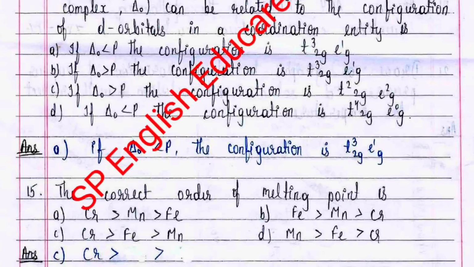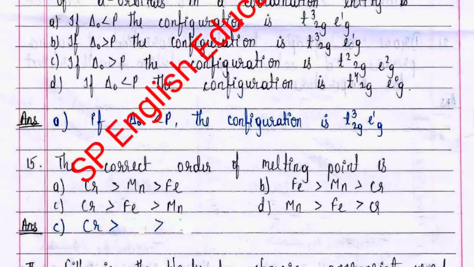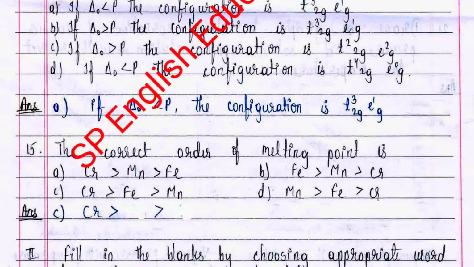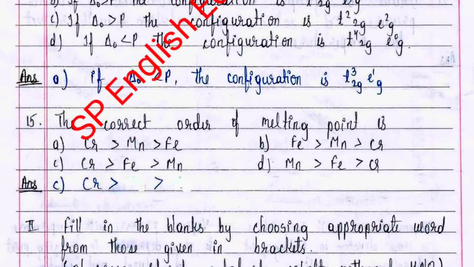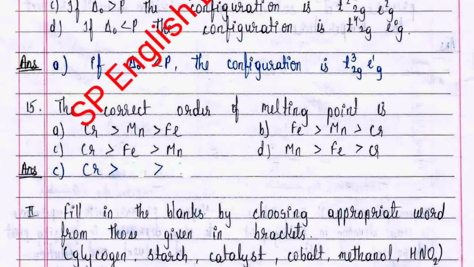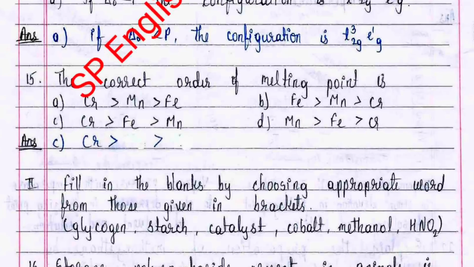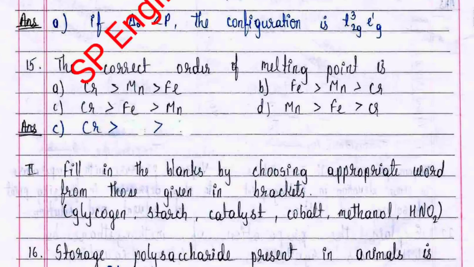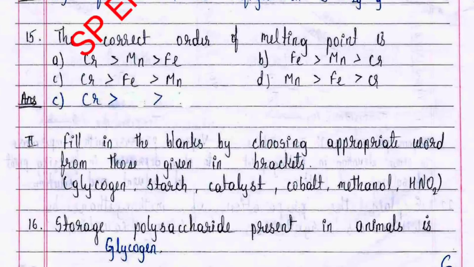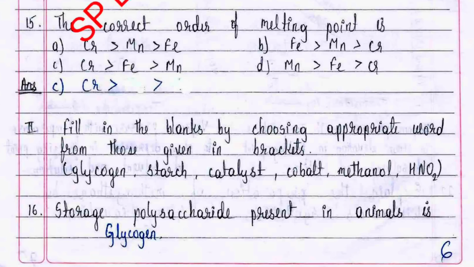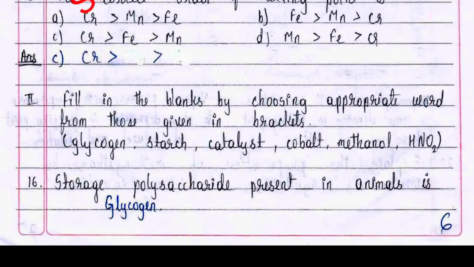15th. The correct order of melting point is A. Chromium is greater than manganese and greater than Fe. B. Fe is greater than Mn and greater than chromium. C. Chromium is greater than Fe, Fe is greater than Mn. D. Mn is greater than Fe, Fe is greater than chromium. And the answer is C. Chromium is greater than Fe, Fe is greater than Mn.